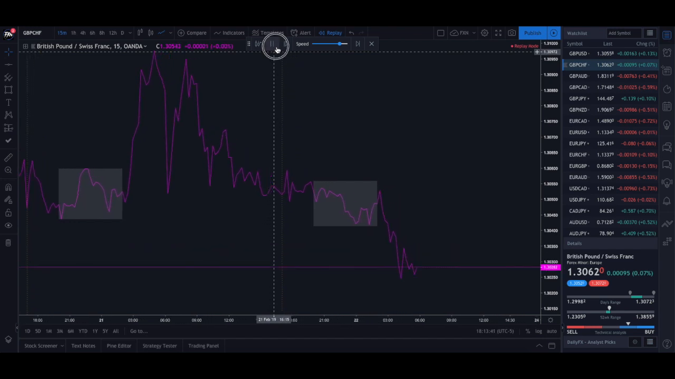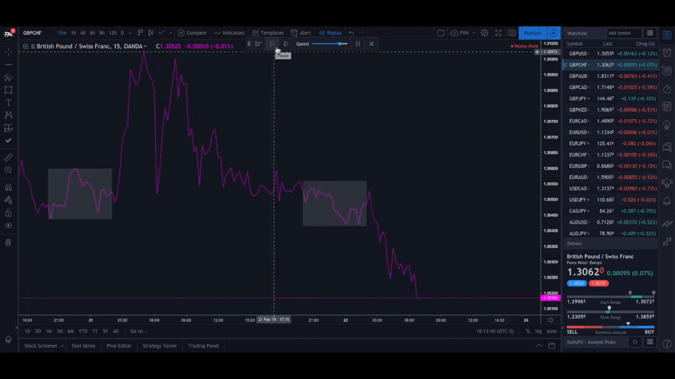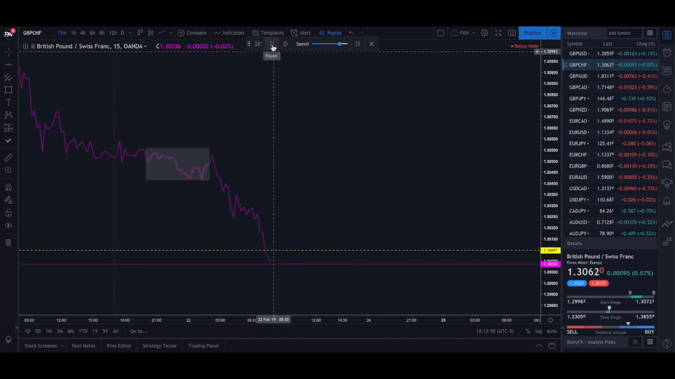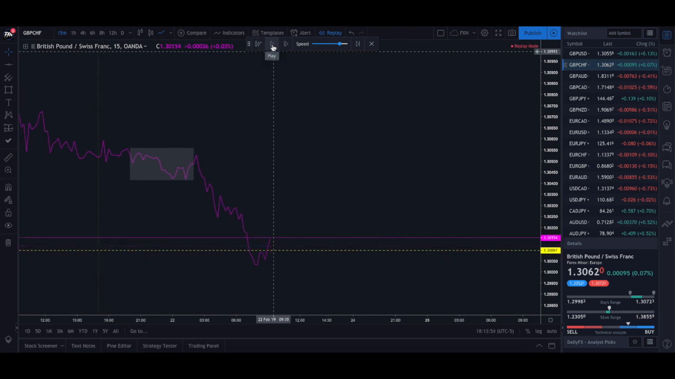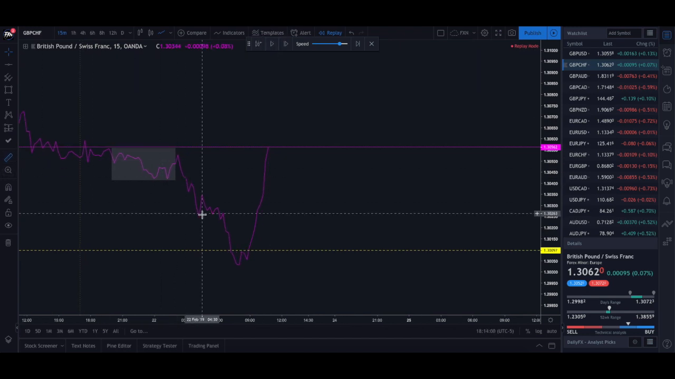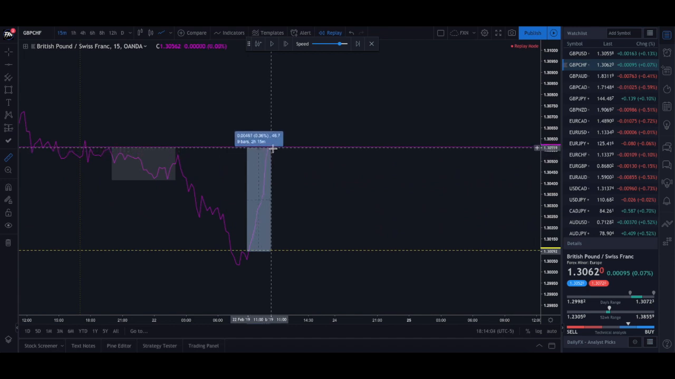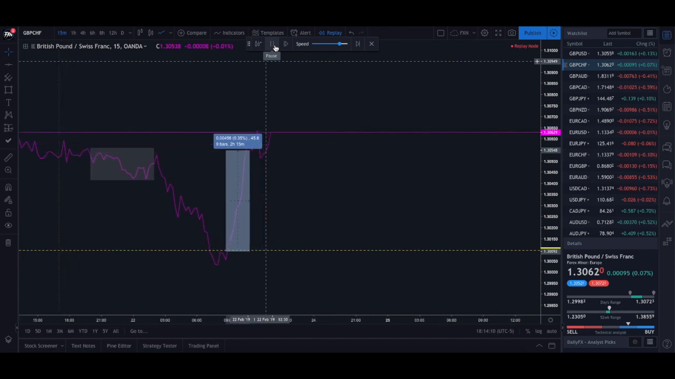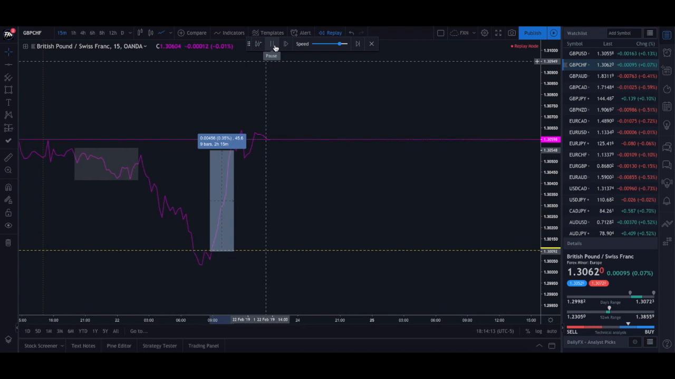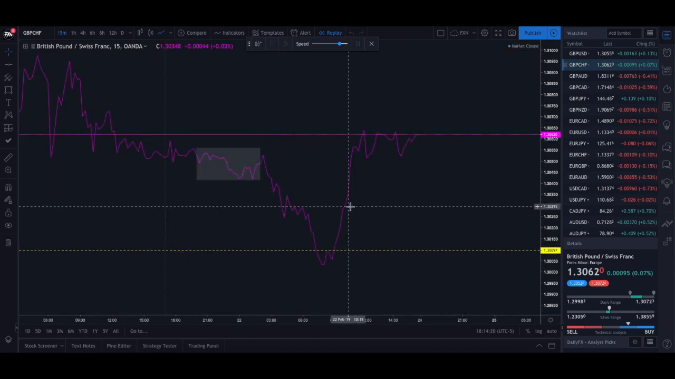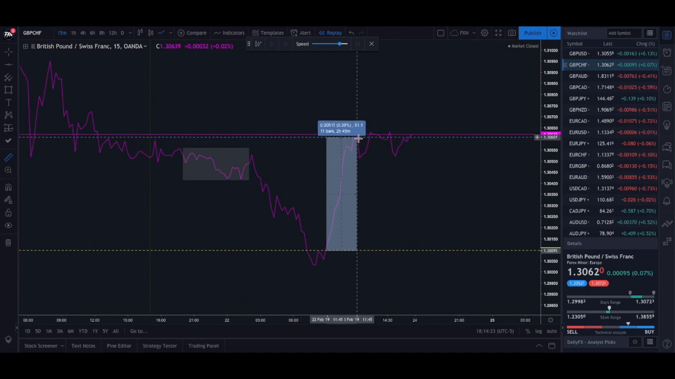How about this one? No. Now check this out. See that? That right there was your trade. So far, that's 45 pips. And there we go. So this trade here was 52, 53 pips, somewhere around there.